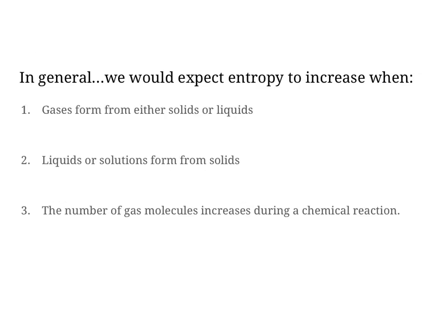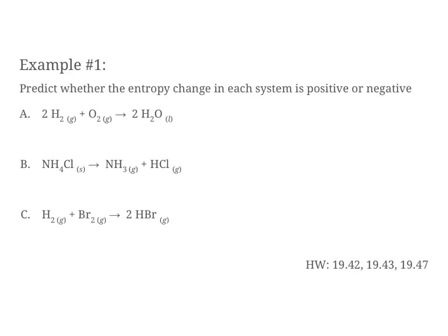So the three ways that we can expect an entropy increase are when gases are formed from either solids or liquids, so changes of states of matter; when liquids or solutions form from solids, so another state of matter; or when the number of gas molecules increases during a chemical reaction, which is kind of important. As an example, we can predict the entropy change for each system as being positive or negative.